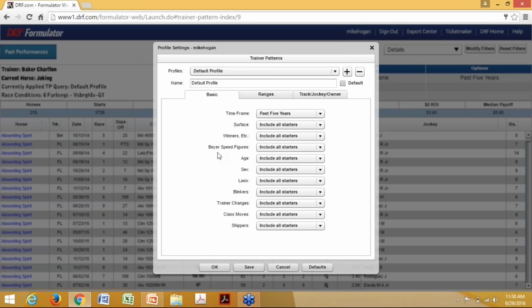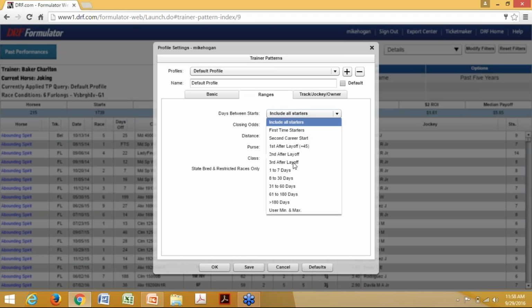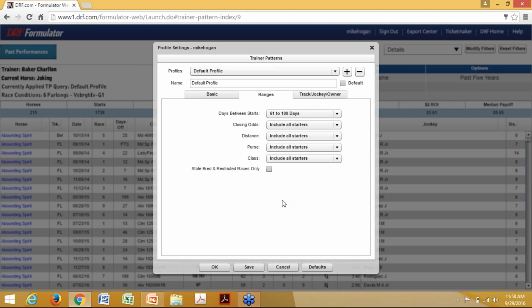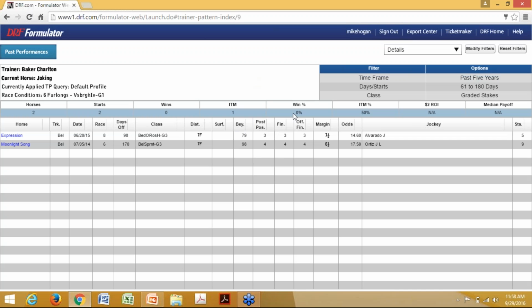So what I found is first I went into range and did 61 to 180 days. Okay. And then I wanted to see how does he do off the layoff in graded stakes. So under class, do graded stakes. Just a simple two. That's all. Two, yeah, that's it. Let's just see how he did. And he's 0 for 2, but he has a 3rd and a 4th.